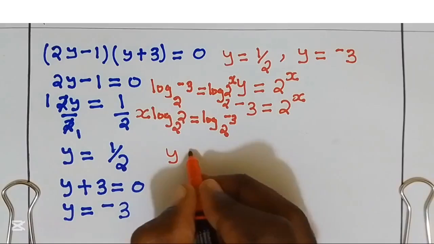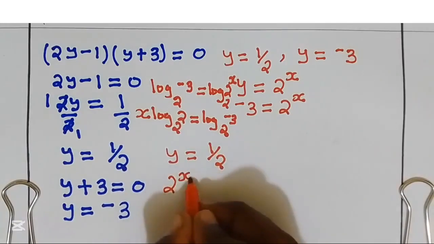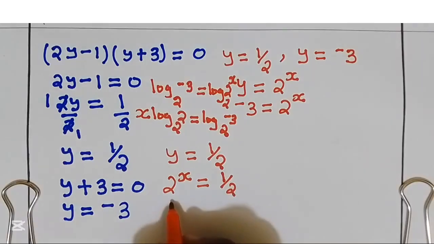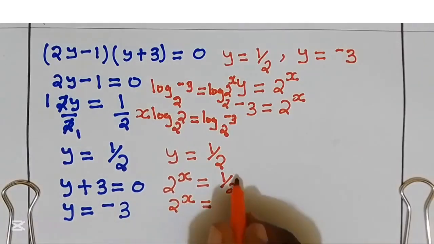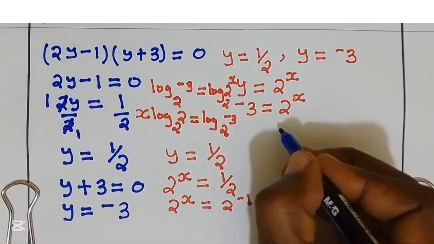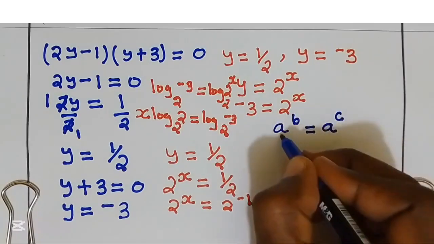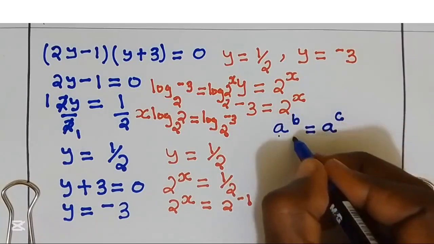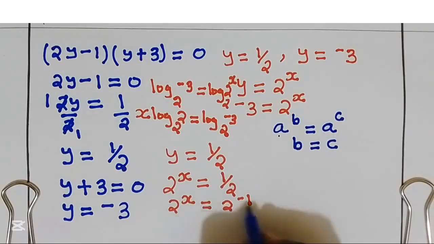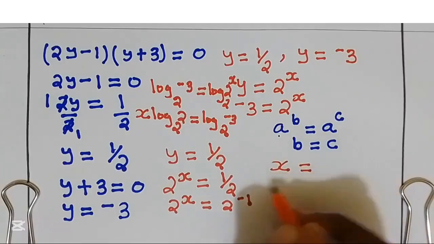Now let's take y is equal to a half. 2^x is equal to a half. I'm going to take the reciprocal of a half, so it's going to be 2^(-1). If we have a^b equal to a^c with the same base, the exponents are equal, so b is equal to c. I have the same base 2 here, so the exponents are going to be equal. For that case, x is equal to minus 1.